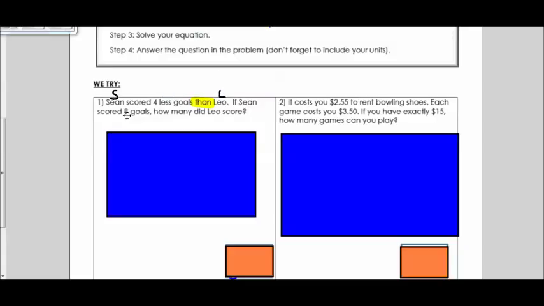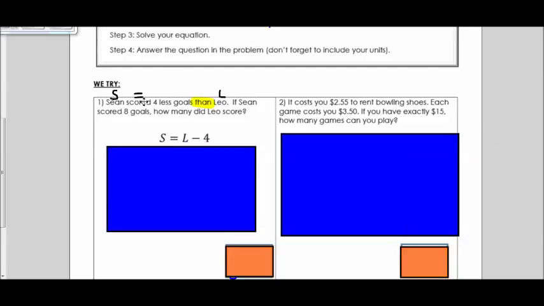So for our first sentence, Sean scored 4 less goals than Leo. Scored is where our equal sign is going to come in. Okay, so Sean equals 4 less goals than Leo. Since this is a switcheroo word, we're going to write the Leo first, and then 4 less means subtract. So here is our first part of our equation. Sean scored 4 less goals than Leo, so S is equal to L minus 4.